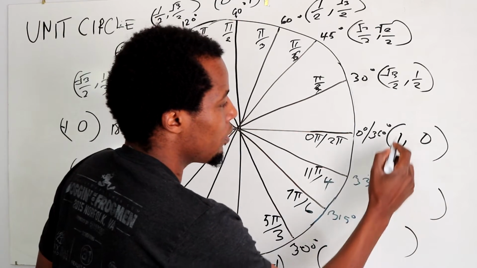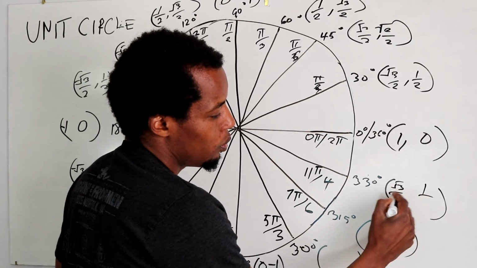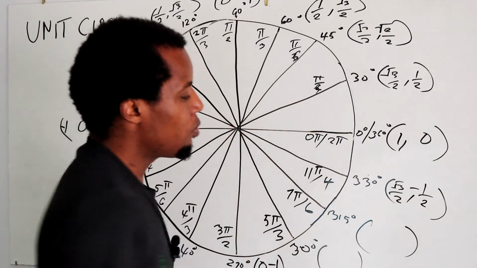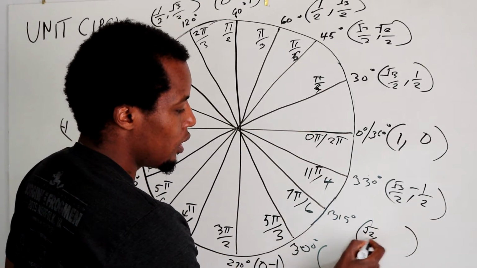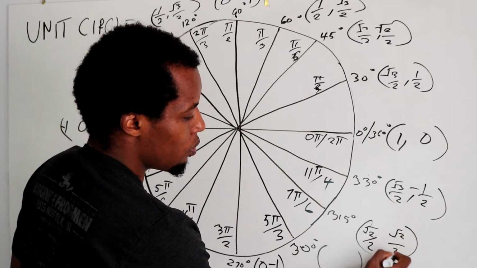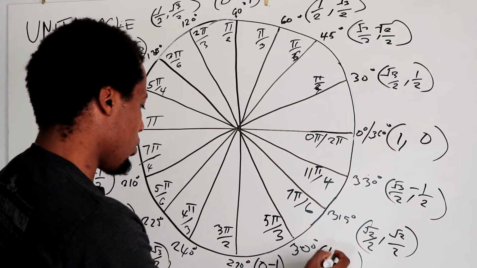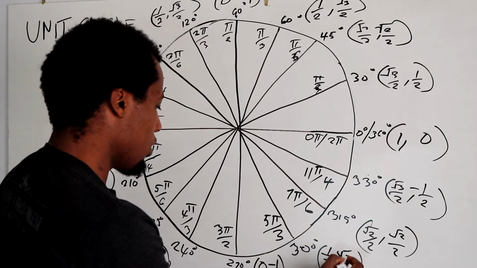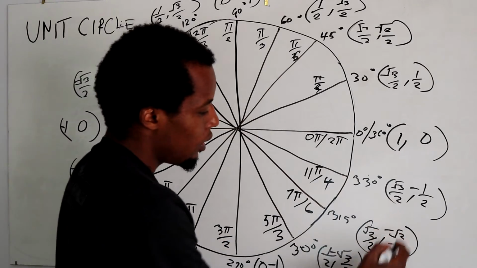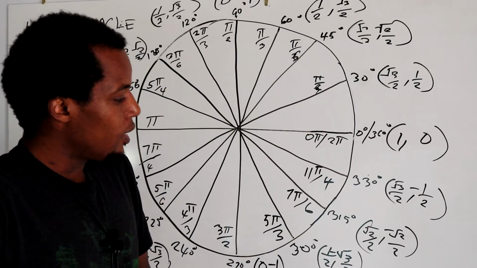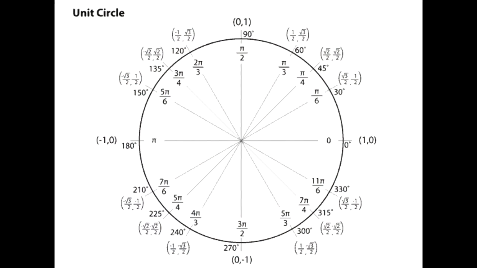So for 330 degrees it's root 3 over 2 and 1 over 2, but the 1 over 2, that's the y coordinate, is going to have a negative sign, right? And then for 315 degrees it's root 2 over 2, root 2 over 2. And then for 300 degrees it's going to be 1 over 2, root 3 over 2, but the y coordinate will keep the negative sign and the x coordinate will have the positive sign. And that's it, guys. You're done. That's your unit circle for today.